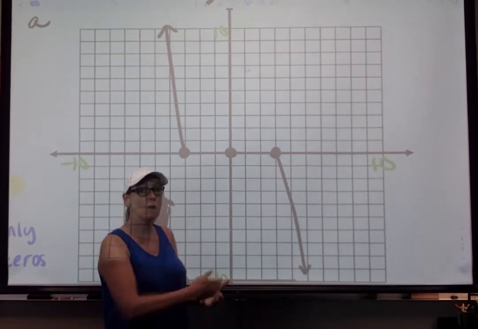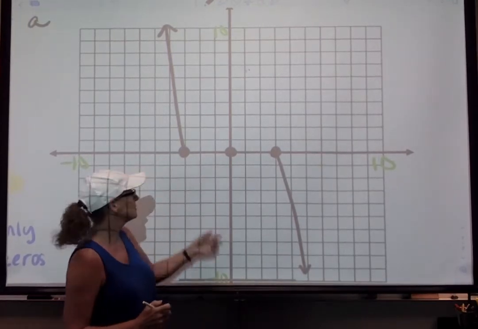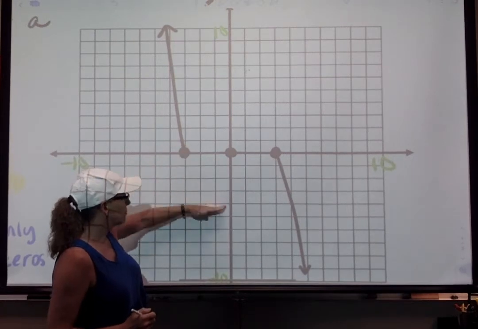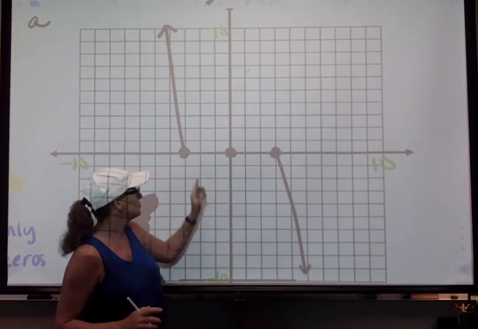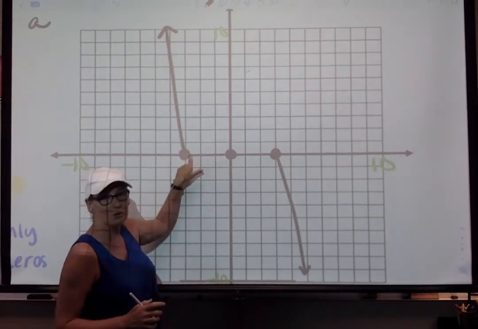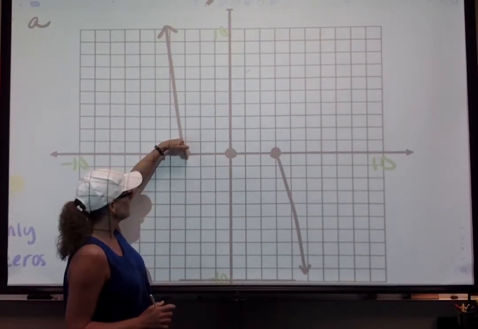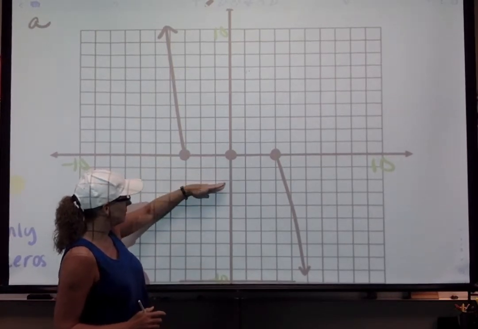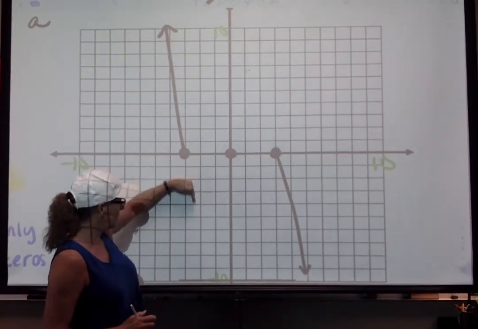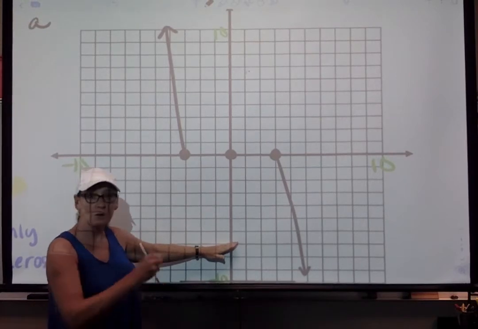You don't know, but you can get a pretty good idea. So I think that it probably turns close to halfway between these 2 points, don't you? I think it probably turns somewhere here. I just don't know how low to take it.